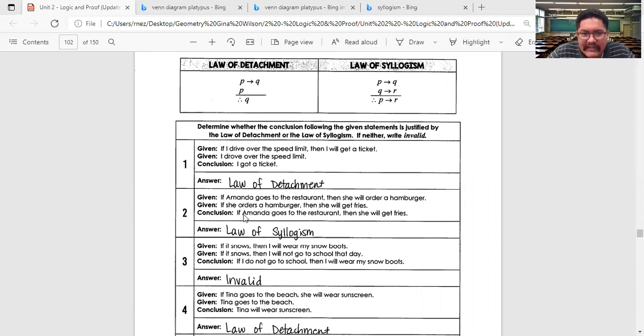So the conclusion is, if Amanda goes to the restaurant, she will get fries. Well, that makes sense, because the second item is she will get a hamburger, and if she gets a hamburger, then she gets fries. So therefore, we know that if she goes to the restaurant, she will get fries. So getting fries is pretty much a given. That's what's going to happen. She's going to get fries.